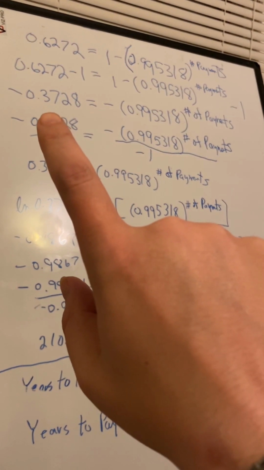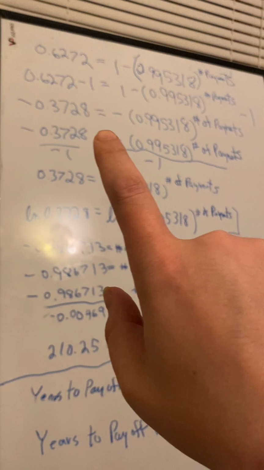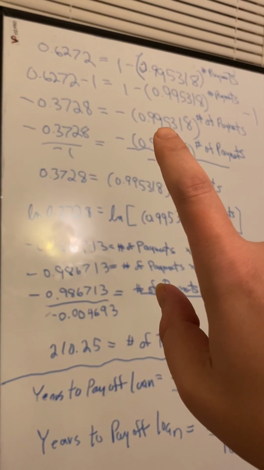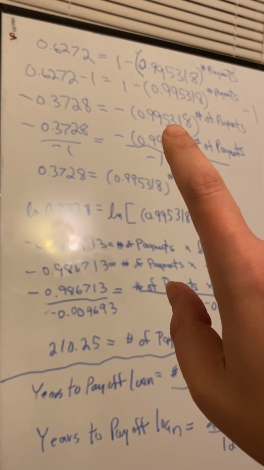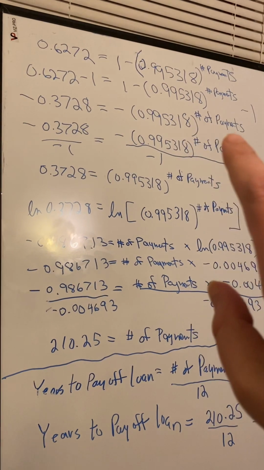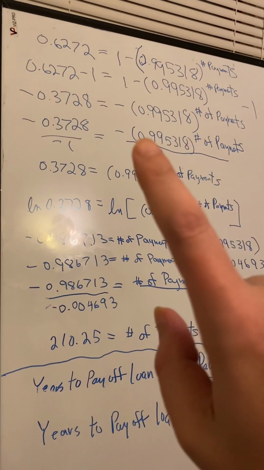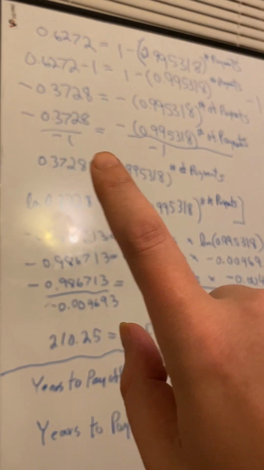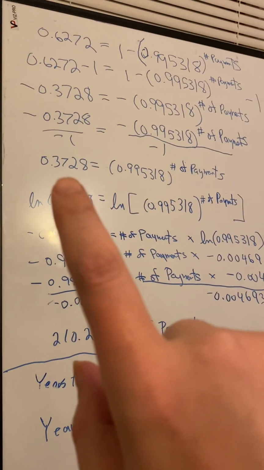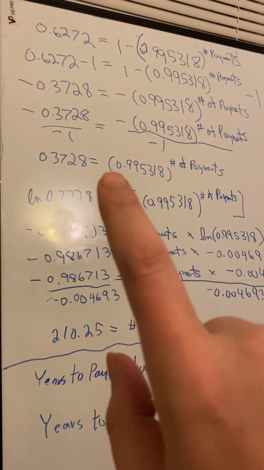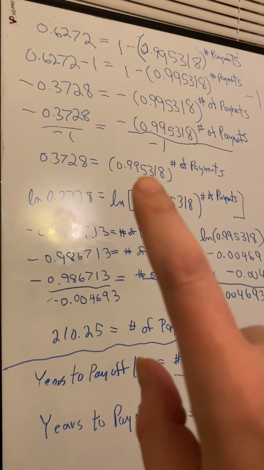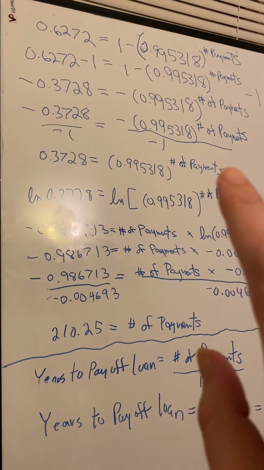And what we're left with is negative 0.3728 is equal to negative 0.995318 raised to the number of payments. Now we want to get rid of that negative sign on both sides, so we divide each side by negative 1. And we have 0.3728 is equal to 0.995318 raised to the number of payments.